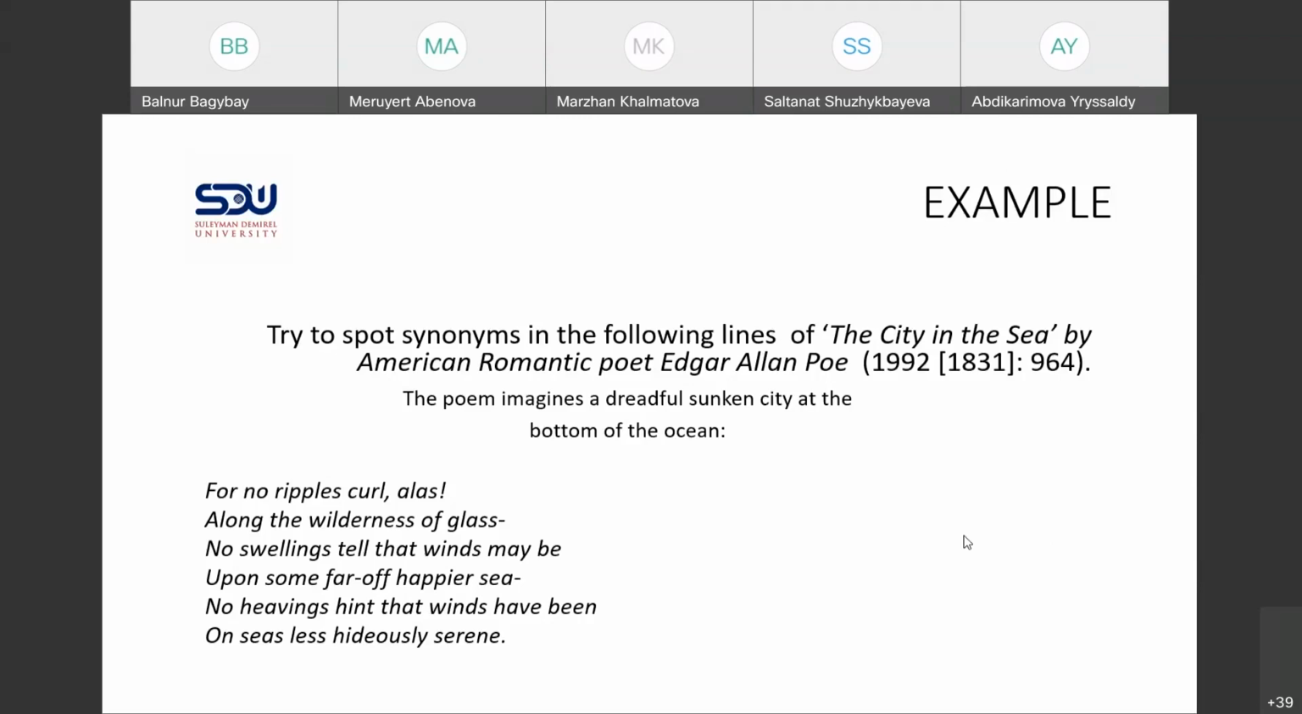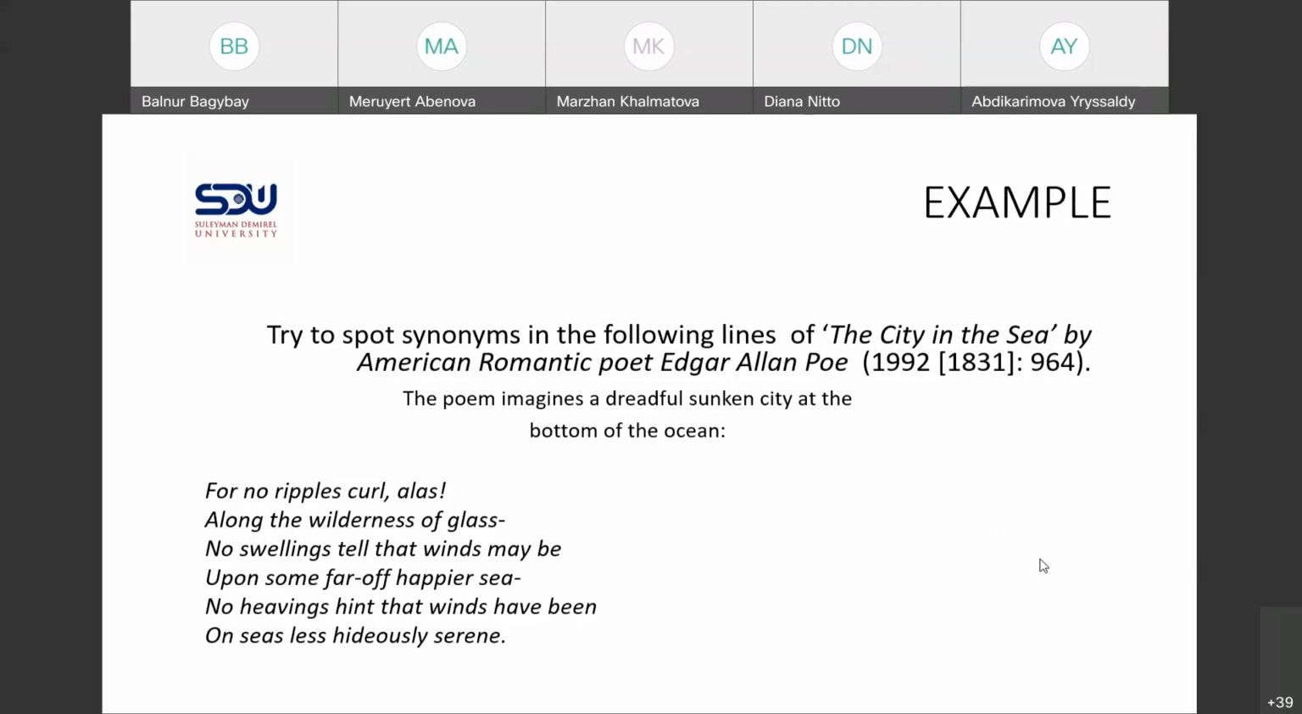For no ripples curl along the wilderness of glass, no swellings tell that winds may be upon some far-off happier sea, no havings hint that winds have been on seas less hideously serene.